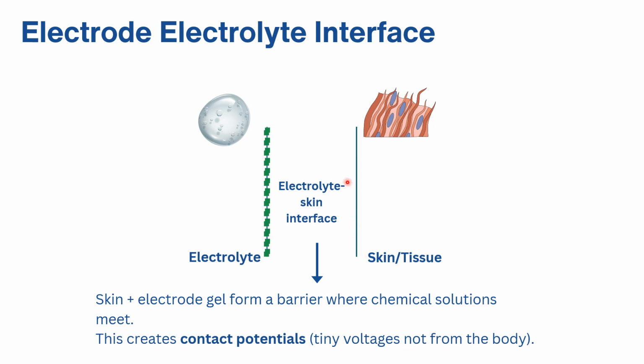So now when it jumps, it produces small voltages, a tiny voltage, and it is not from the body but because of the interface of this tissue layer. So those potentials we call contact potential. So in the electrode electrolyte interface we saw offset potential. Here we see contact potential.